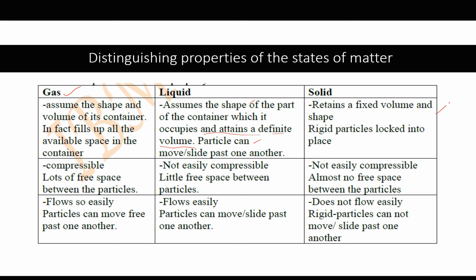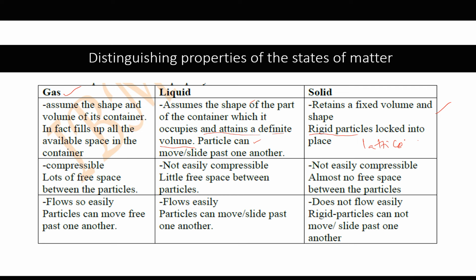When we compare with the solids, solids have a fixed volume and a fixed shape. They have a property which we call rigidity. Rigid particles are locked into place. They are actually arranged into specific regular patterns that we call a lattice. So, in solids, unlike liquids and gases, a solid has a fixed volume and it has a fixed shape. Solids have their particles locked into place. They are fixed into position.